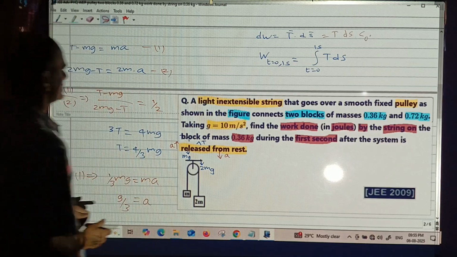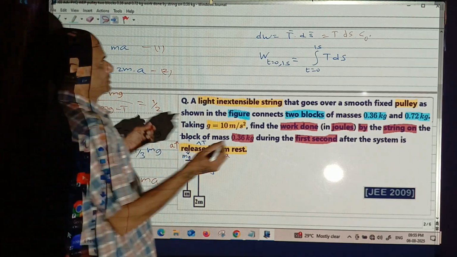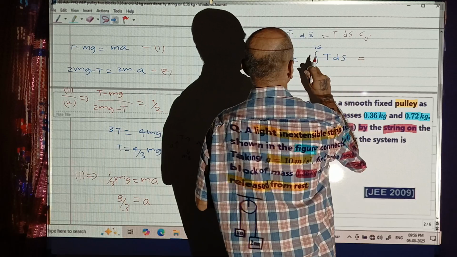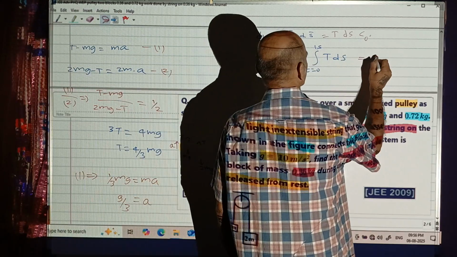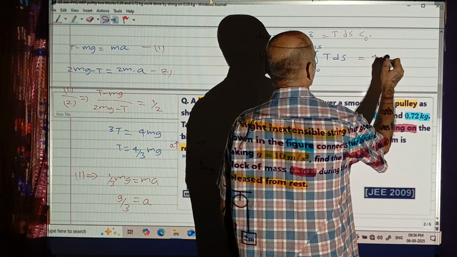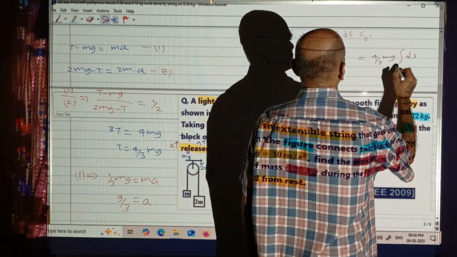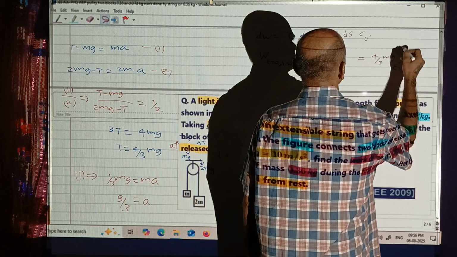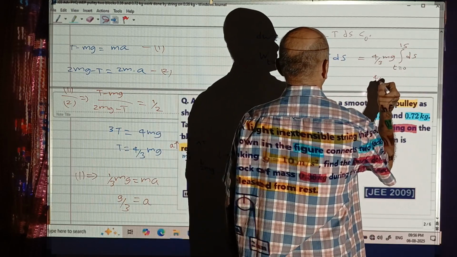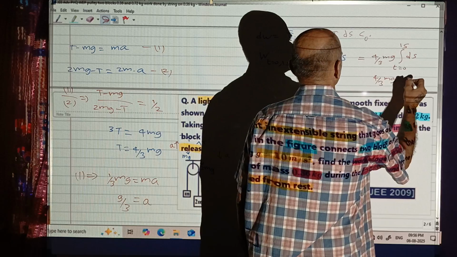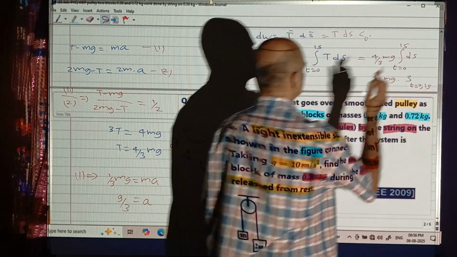Tension is a constant tension. It is not a function of time or space. So the tension value will come out of the integral sign because it's not a variable. It's 4 by 3 mg. And integral ds for the time 0 to 1 second, so this is the total displacement during the time t equal to 0 to 1 second. This we have to find out.